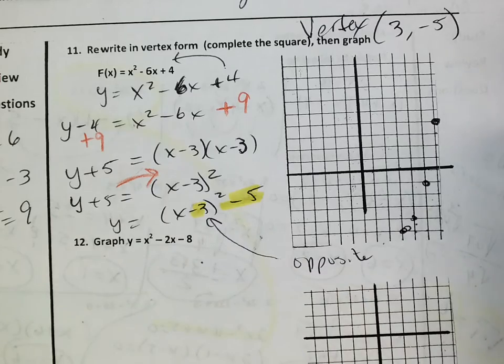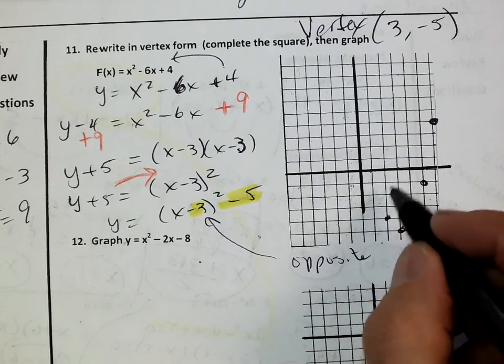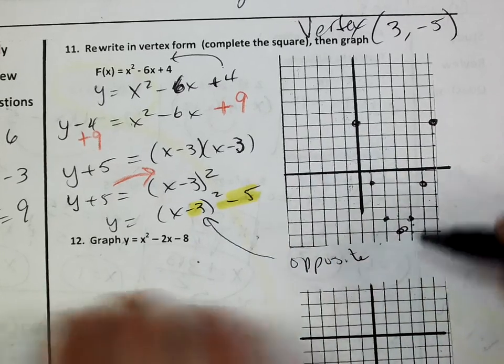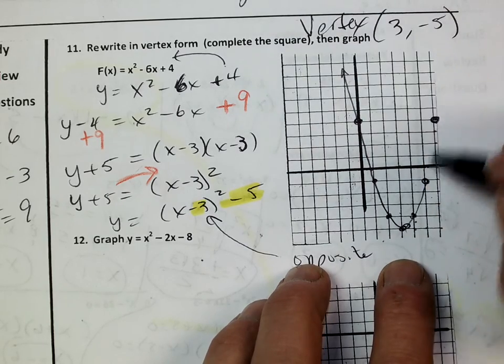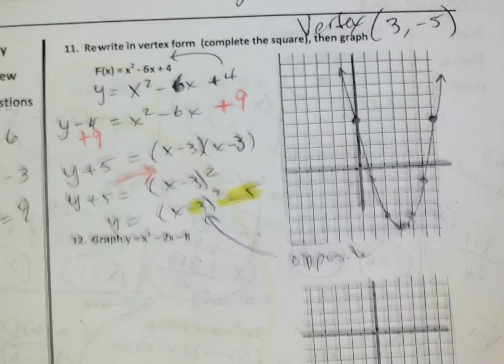And of course it's symmetrical. Remember, it's symmetrical, so I'd have to have a point here, a point there, and a point right there. Let's see if I can draw in my parabola. All right. That was a little bit harder, wasn't it? I like that answer. Just follow the steps, right?